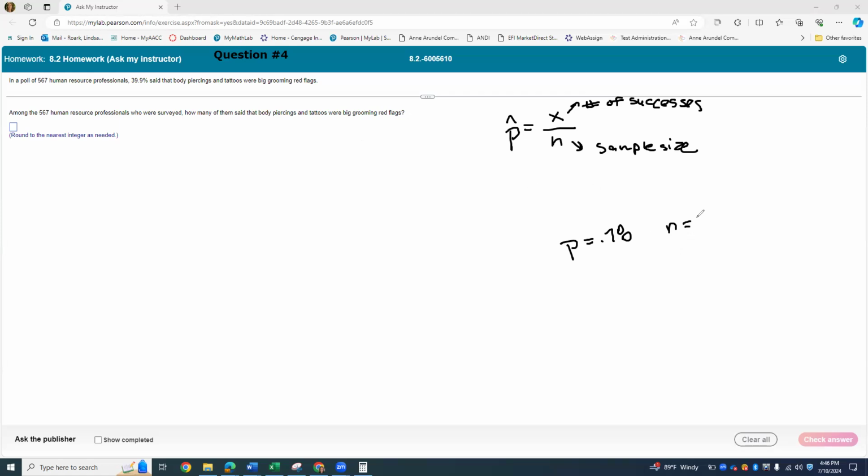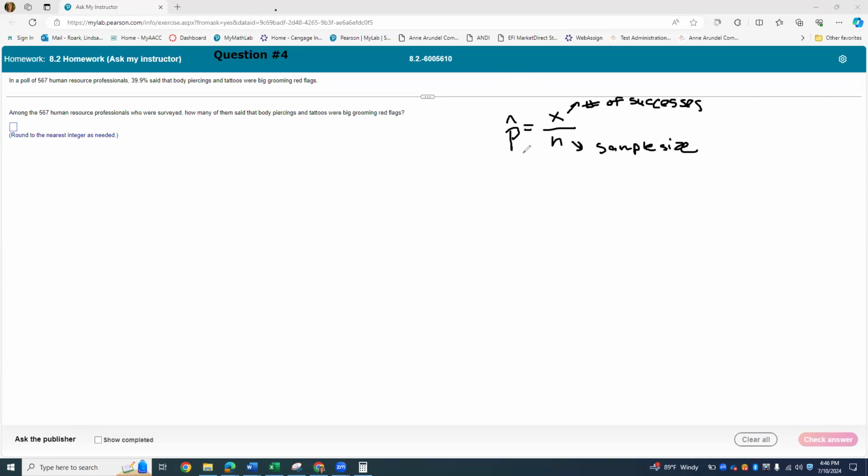Occasionally, especially when we start using StatCrunch in the next chapter, they're going to want us to find the number of successes. There are always three pieces of information that we can determine, and they usually give us two of them. Either they give us the sample proportion and the sample size, or they give us the number of successes and the sample size and we figure out the sample proportion. We could find any of these pieces. That might be an overly complicated way of saying, let's look at this problem.